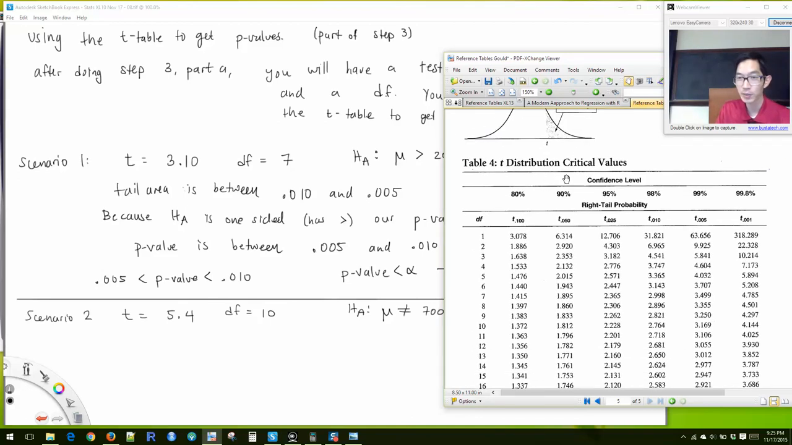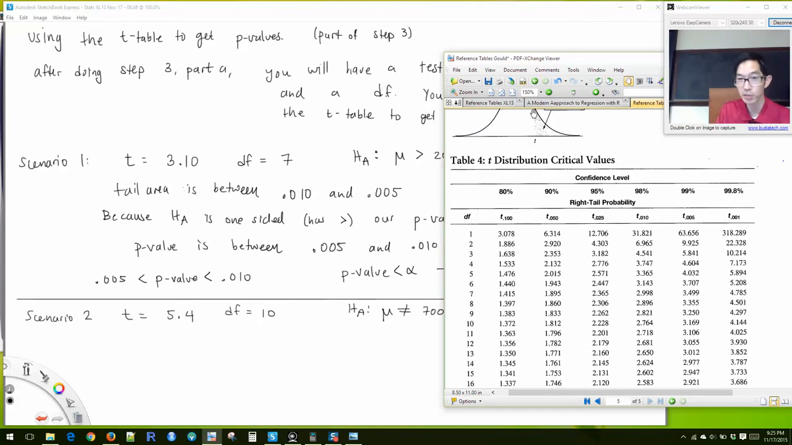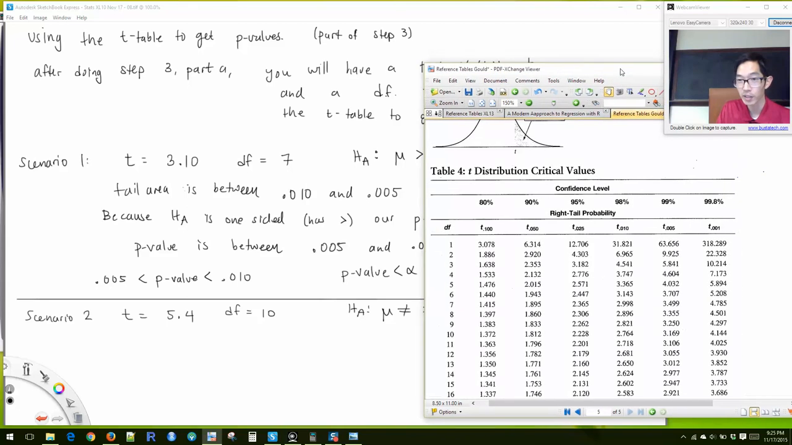All right, so now I'm going to look at the row, degrees of freedom equal to 10, which is this one right here. Okay. And I want to know, where does the value 5.4 fit in? 4.14. Okay, but it goes on this side, right? So 5.4 would go over here. I don't have anything on this side. So I look at the column heading here, and I got 0.001.